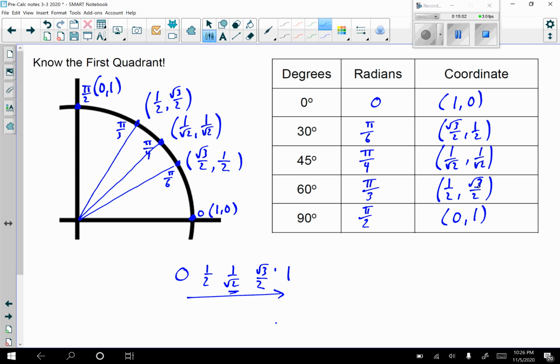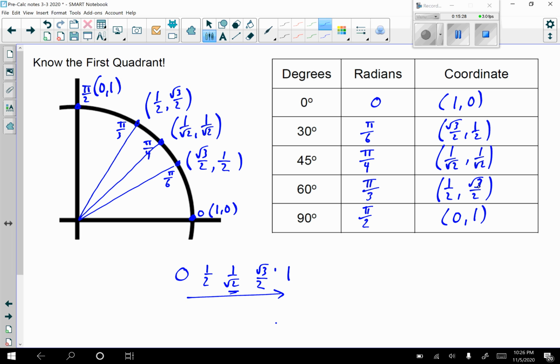So get all that, make sure you have it all copied out so you can keep referring back to it until we really get to know these numbers really well. We've got to know this first quadrant, all the degrees and radians that are in there, where they are, and all those coordinate points. That helps us because that's what the rest of the circle is based on. So let's move to other quadrants.